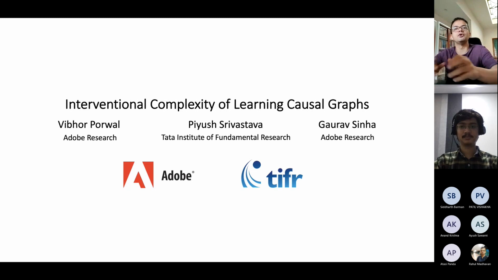This work is by Vibhor Porwal, Piyush Srivastava from TIFR, and Gaurav Sinha from Adobe. And Vibhor has kindly joined us today for a talk on the same. Vibhor is a researcher with Adobe at Bangalore. Prior to that, he completed his BTech in computer science from IIT Kanpur. At Adobe, Vibhor works on problems spanning causality, machine learning, and algorithms. His work has resulted in paper submissions, patents, as well as technology transfer to products.